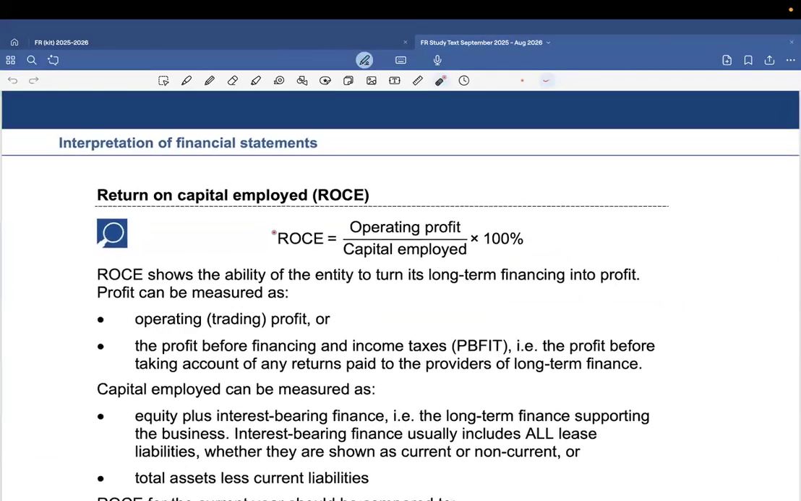Next is ROCE, that is return on capital employed. Earlier it used to be on PBIT, profit before interest and tax. Now it is on operating profit. So it is operating profit divided by capital employed into 100. Either in the question, if you have operating profit, you can take it. Otherwise, you can take operating profit before financing and income taxes. That is PBIT itself. Clear?